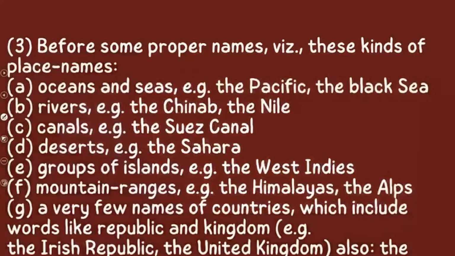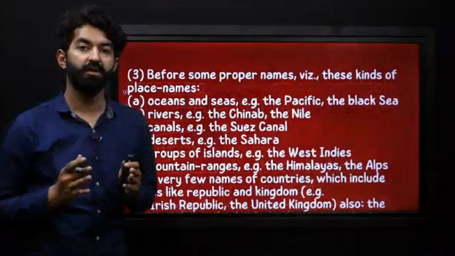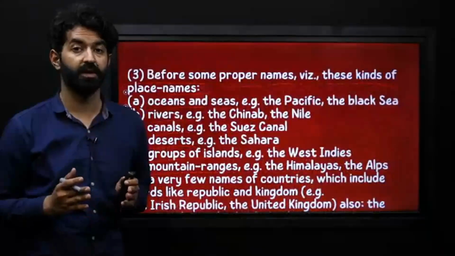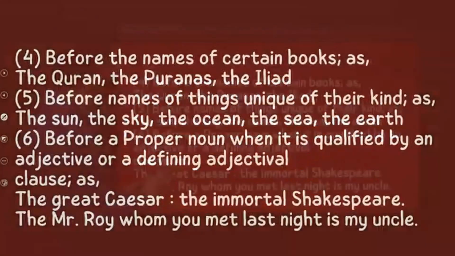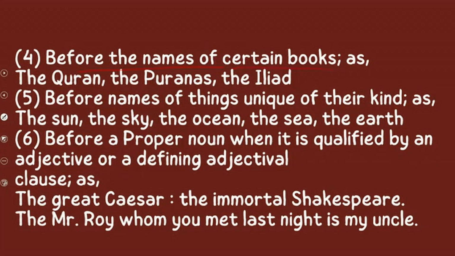Now we have another rule. Before some proper names, like oceans and seas, rivers, canals, deserts, groups of islands, mountain ranges, and a very few names of countries, we will use the definite article "the". We also use it before the names of certain books, as the Quran, the Puranas, and so forth.